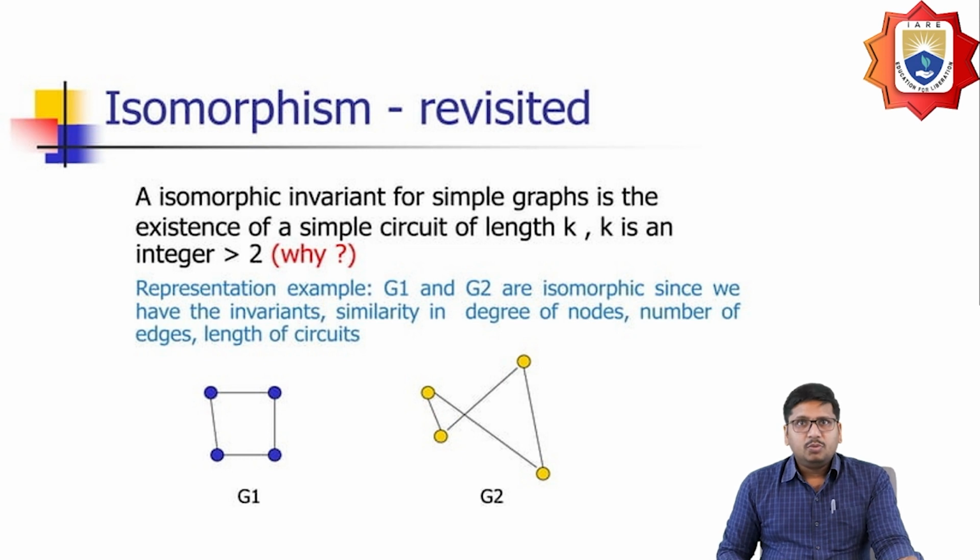What is isomorphism? Isomorphism is an invariant of simple graphs, related to the existence of a simple circuit of length k, where k is an integer. Normally, two graphs are said to be isomorphic whenever the edges of one coincide with those of the other.